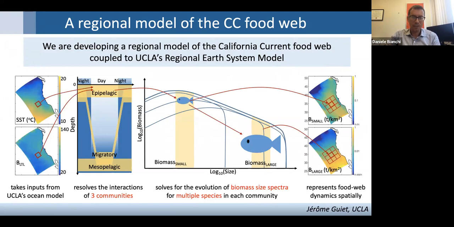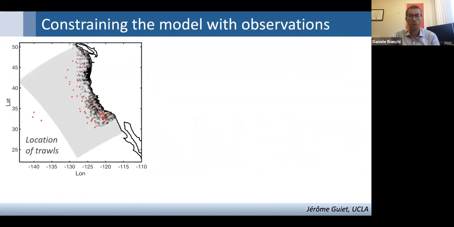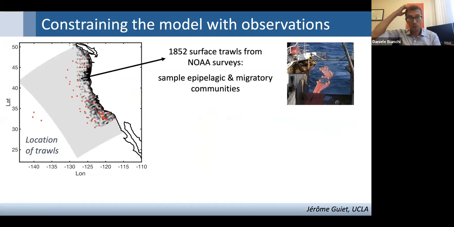Wish I had more time to go into the detail, but I'll have to skip a little bit on how we try to constrain this model with observations. We use a variety of observations from the California current, trawls that I'm gonna talk about, but also acoustic observation and fishery observations. The trawls are an essential type of observation. We have about 2,000 surface trawls that sample the epipelagic and migratory community. These are from NOAA surveys. They are at the surface. They are from very large trawls. And they tell us information on the biomass distribution, but also the diversity of epipelagic and migratory species. And these are all the black dots on the map.